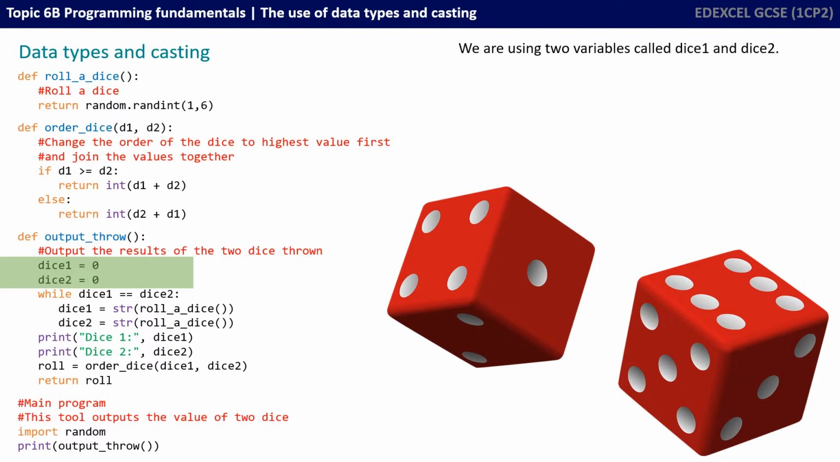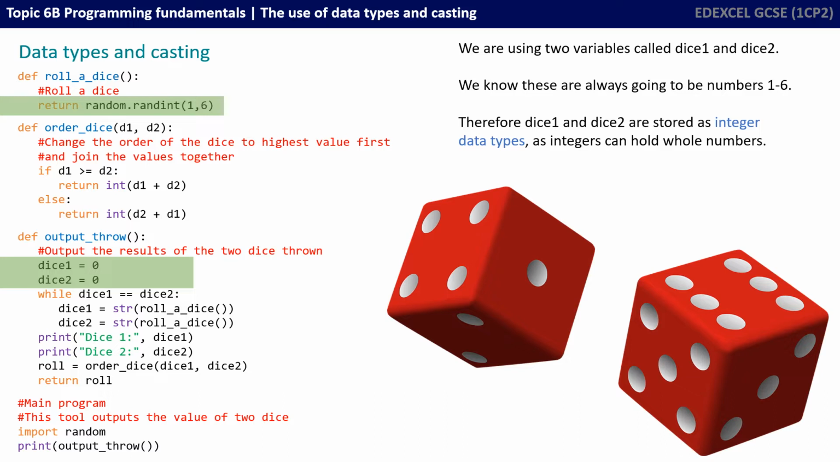We're using two variables here called dice1 and dice2, and we can see them there, and we've declared them and we've assigned them the values 0. We know that our dice1 and dice2 variables are only going to ever hold the whole numbers 1 through 6, because these are the numbers that appear on the faces of a dice, and therefore the variables dice1 and dice2 are stored as integer data types, as integers can only hold whole numbers.